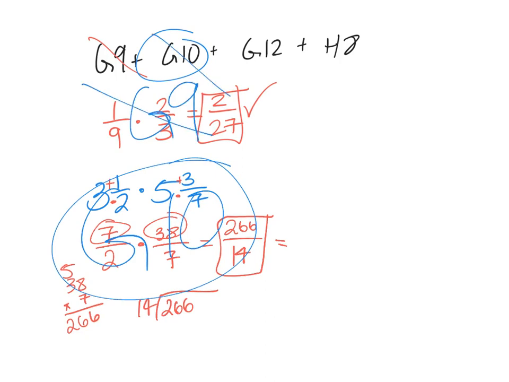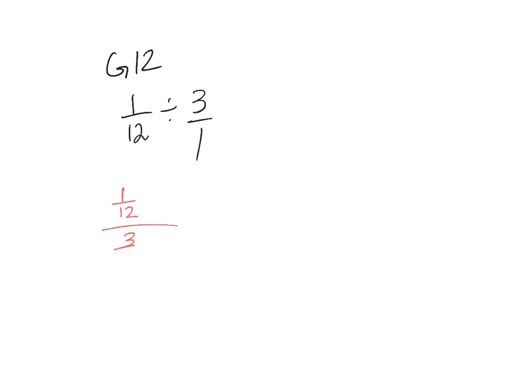Now let's look at exercises that look like G12. Now G12 I'm going to do on a blank paper. Alright, so G12 has questions that look like this. 1/12 divided by 3. Well, first of all, 3 is a whole number, but on the bottom of every whole number, you can put 1. Okay, now I'm going to do the ear method. 1 over 12 divided by 3 over 1.